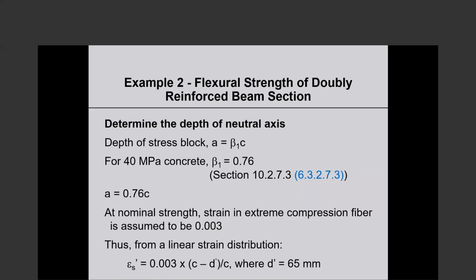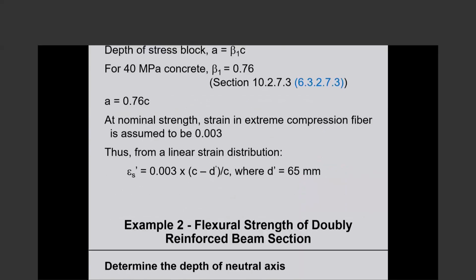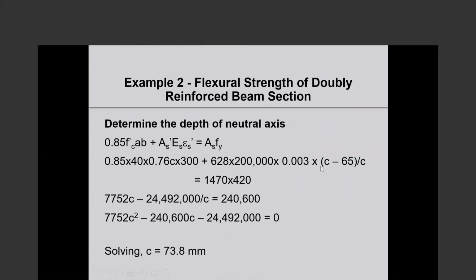I'm sorry, it doesn't give us where. So the strain in the compression steel is equal to this from straight line strain distribution, where this d prime was established to be 65 millimeters. Should have been 62. We miscalculated slightly, 65 millimeters, but that's the number that we have carried through the exam.